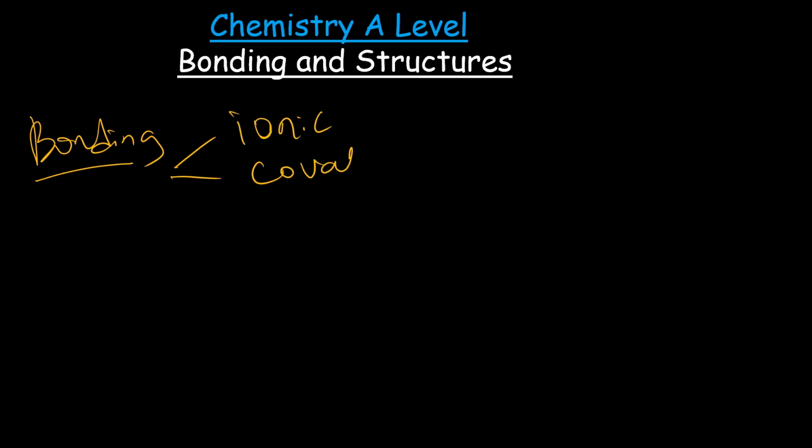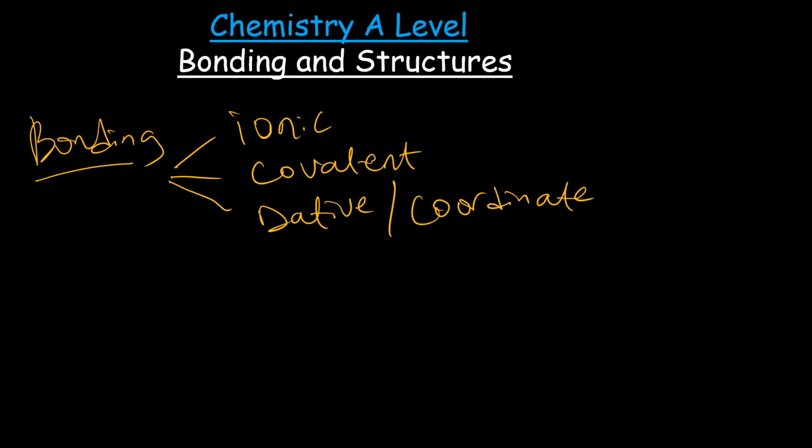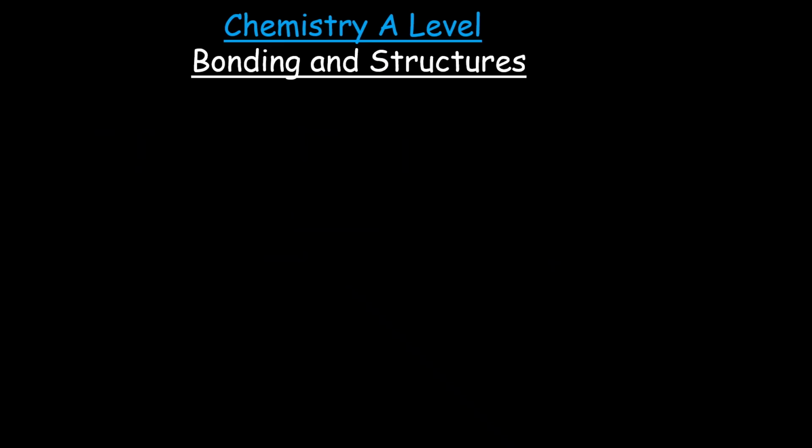Today we are going to be looking at bonding and structures. First, we're going to start with bonding. We are going to look at the different types of bonding. We have the ionic bonding, we have the covalent bonding, we have the dative bonding, or it could be called coordinate bonding, and also we have simple covalent bonding. So we're going to start with ionic bonding.